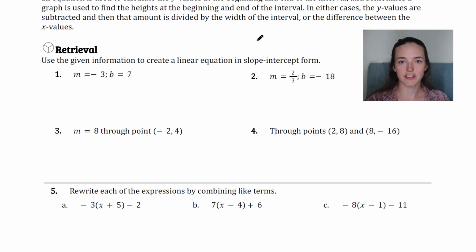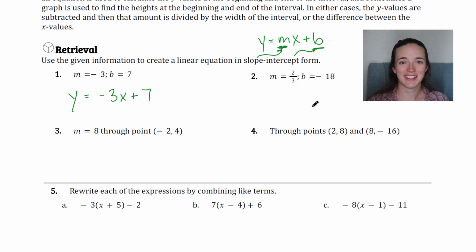As a quick reminder, slope-intercept form looks like this: y = mx + b. You've seen that before, I'm guessing. m represents slope, and b represents the y-intercept. So these first ones are really easy because they just give you m and b, so you literally just plug them in.